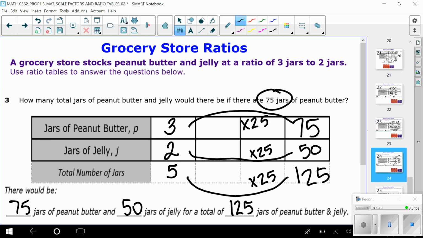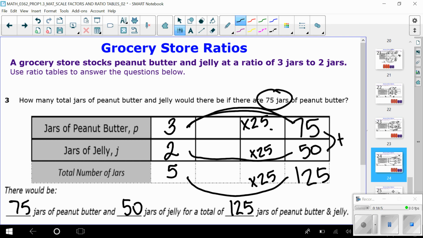On this one, I found I could do a simple scale factor of 25. I didn't even have to do anything in between. I could go straight from 3 to 75, and I got times 25. 2 times 25 gave me 50. 5 times 25 gave me 125. And when you add these together, that also gives you 125.